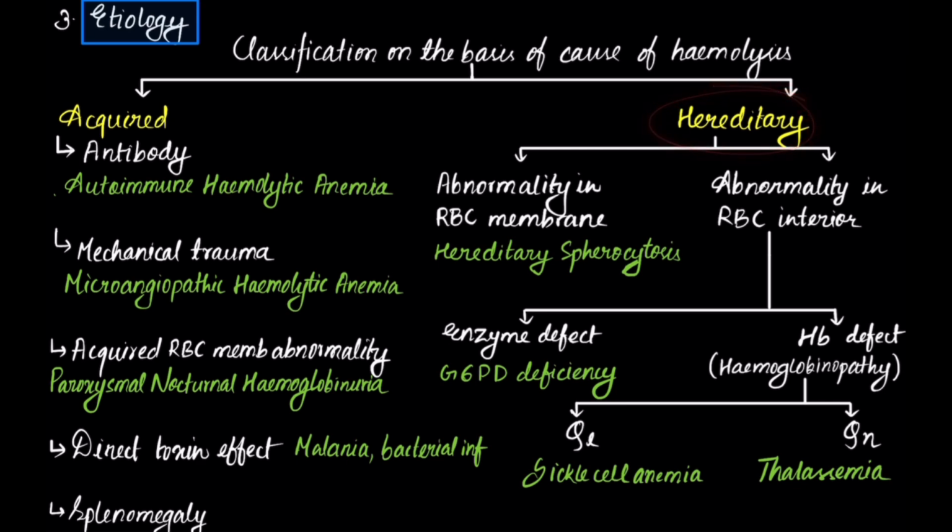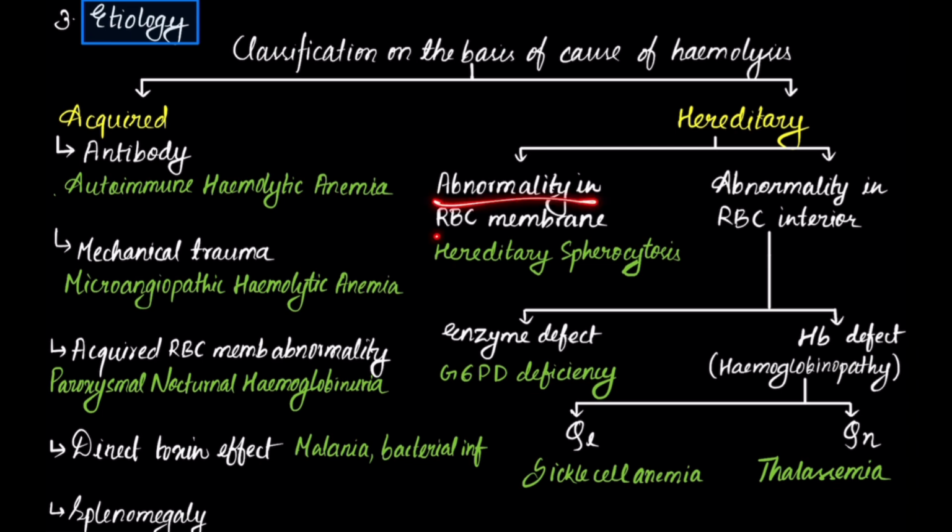So even in hereditary, what do you have? You have your red blood cell. In red blood cell, there's the outer membrane of the red blood cell and the inner content of the red blood cell. So abnormality due to genetic makeup can occur either in the membrane of the red blood cell or in the inner content of the red blood cell. So there can be abnormality in RBC membrane as well as abnormality in RBC interior. Now, what is present inside RBC? You obviously have hemoglobin and you also have enzyme. So the defect can either be in enzyme or the defect can be in hemoglobin.